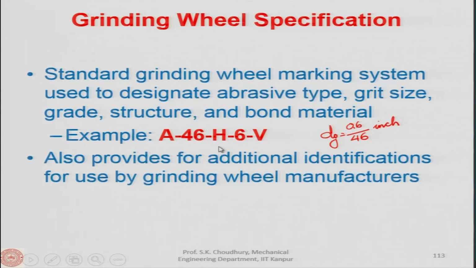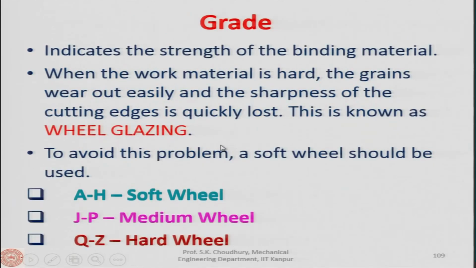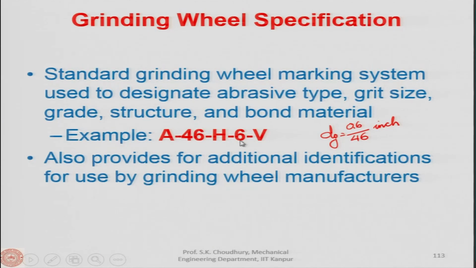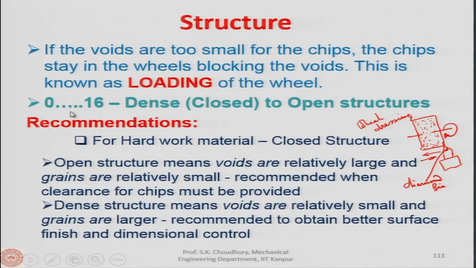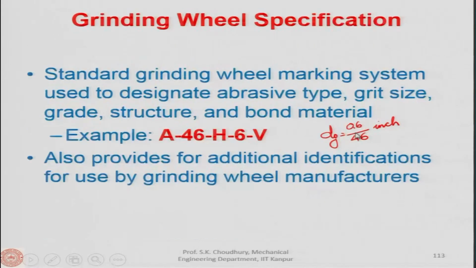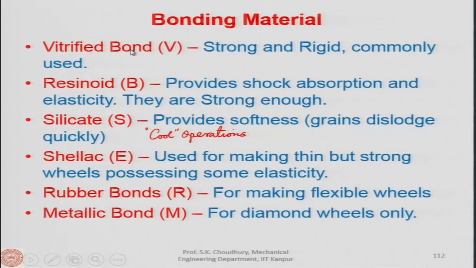Next is the grade. In the grade, I will show you that this is the soft wheel, A to H. Then 6 is the structure, and I will show you that structure. We have said that 0 in the beginning is the dense structure, that is a closed structure. So, this will be a relatively closed structure, and V is the vitrified bond. This is the vitrified bond, which is strong and rigid and commonly used.